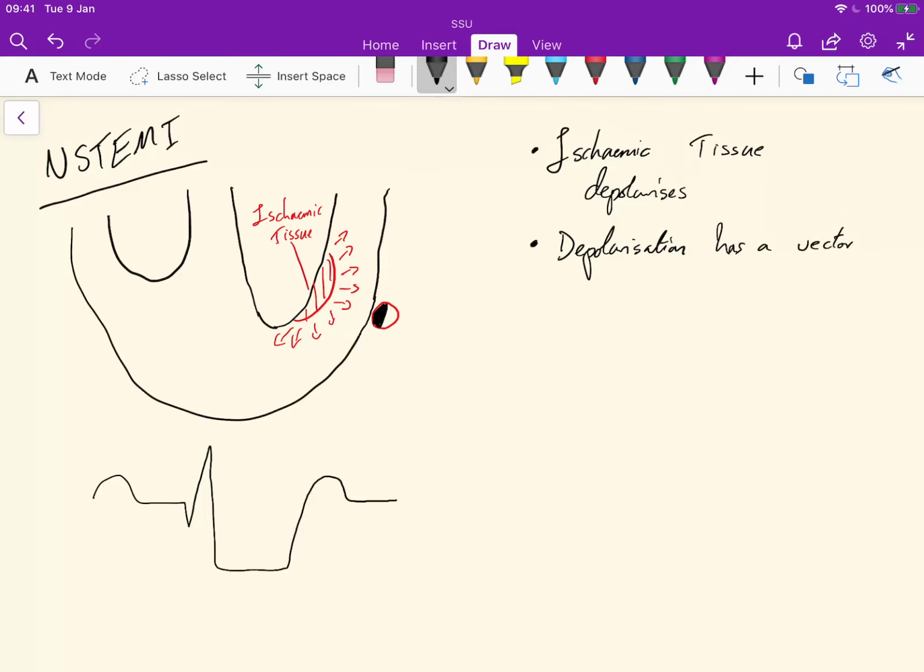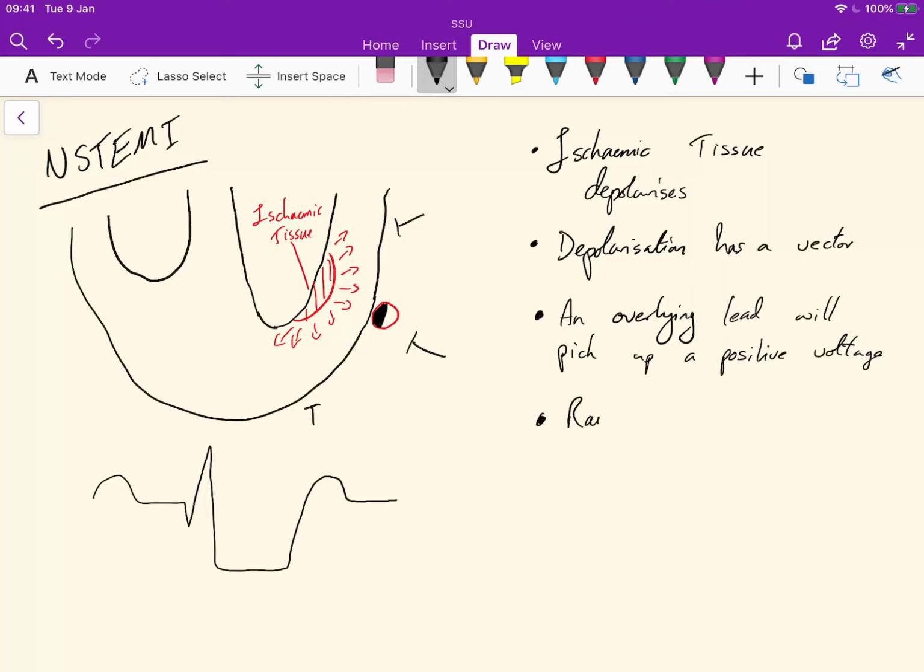Which means that if we have an overlying lead here, it'll pick up depolarization moving towards it. Same with the lead over here or over here. Essentially, this lead is going to pick up depolarization moving towards it, which is a positive value. So an overlying lead will pick up a positive voltage, and that will give us a raised baseline.